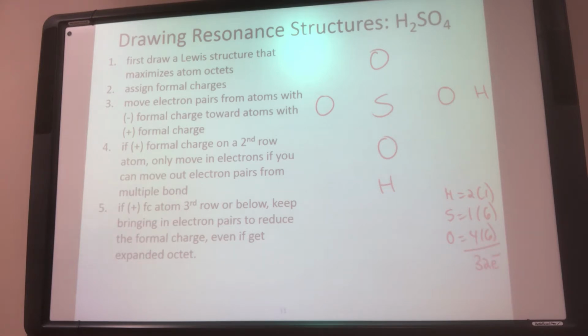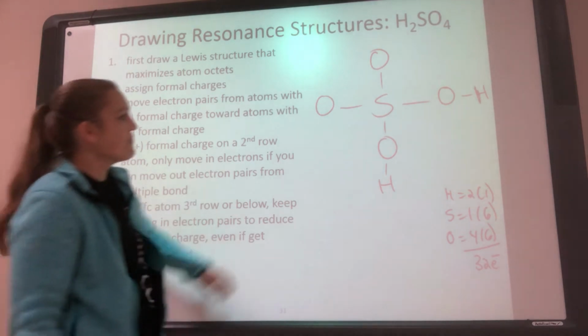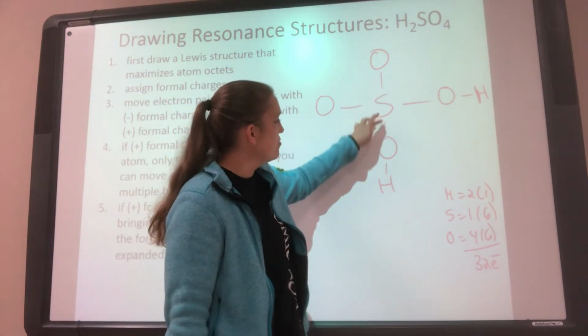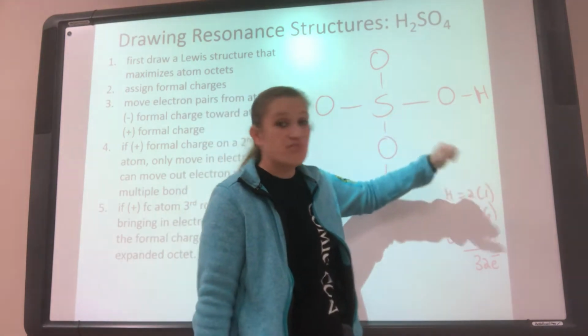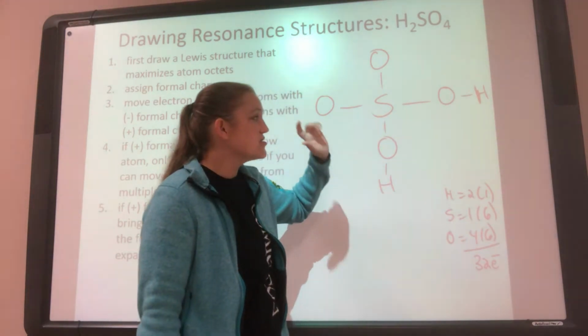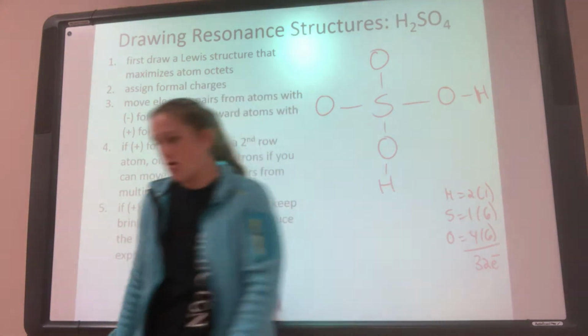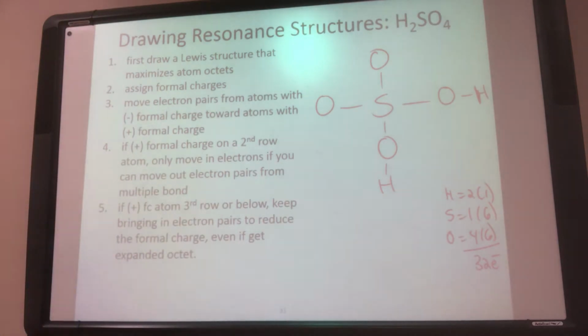Make single bonds. Everybody gets a bond. All right, so now I've got 1, 2, 3, 4, 5, 6 bonds. Each bond is 2 electrons, so that's 12 electrons. So now I'm at 20.